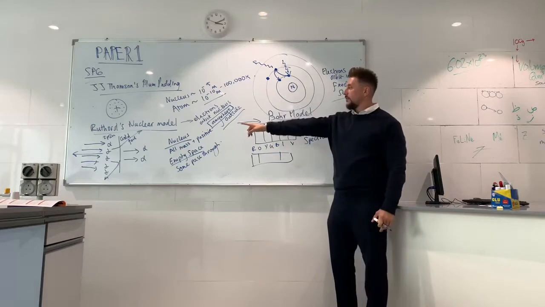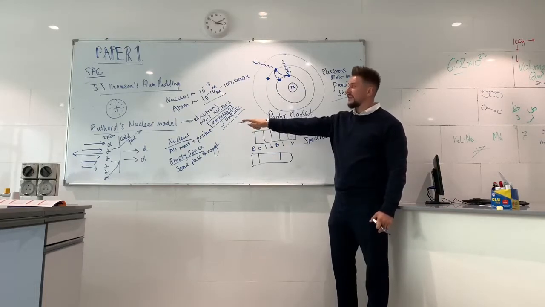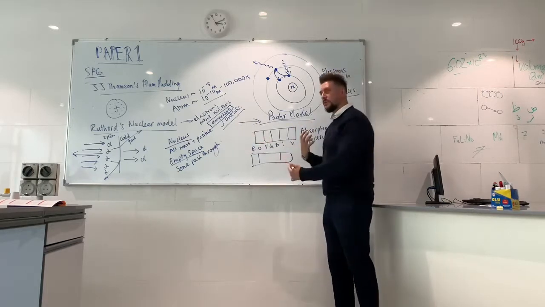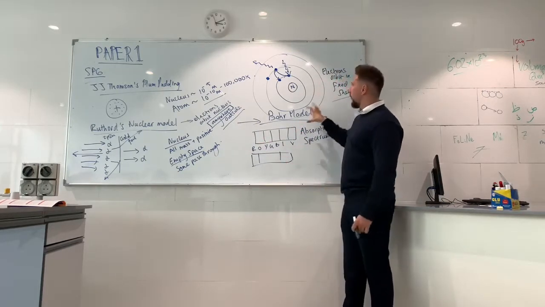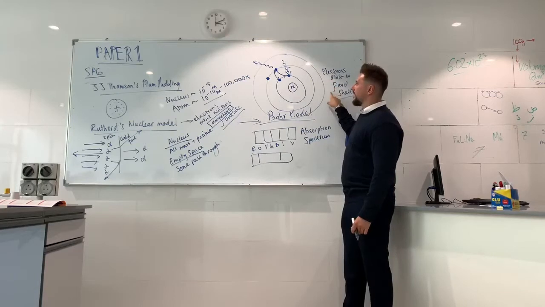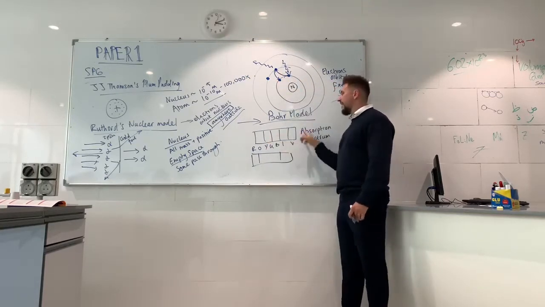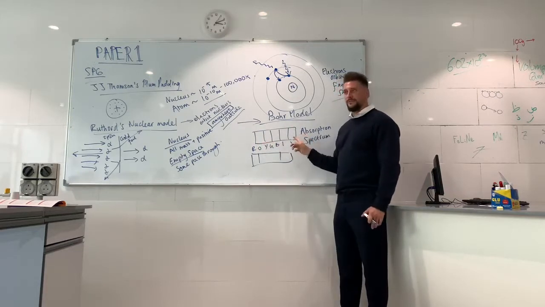Plum pudding, improved by Rutherford because of the alpha scattering experiment. This is what was expected, this is what we've seen. So that was the model that was proposed. And then here, Bohr, no, they can only orbit in fixed shells. If they absorb, they jump. If they drop, they emit. Here is the evidence, your absorption spectrum.